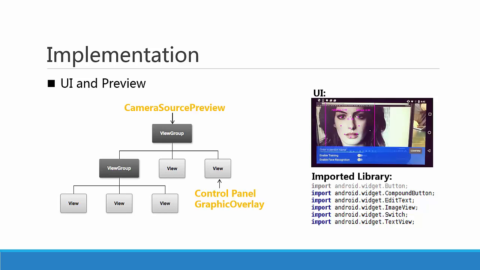There are also two ways to declare the layout in the code. First is to declare UI elements in XML file, and the second is to instantiate layout elements at runtime. Camera source preview and graphic overlay are using the first way, and the control panel is using the second way.